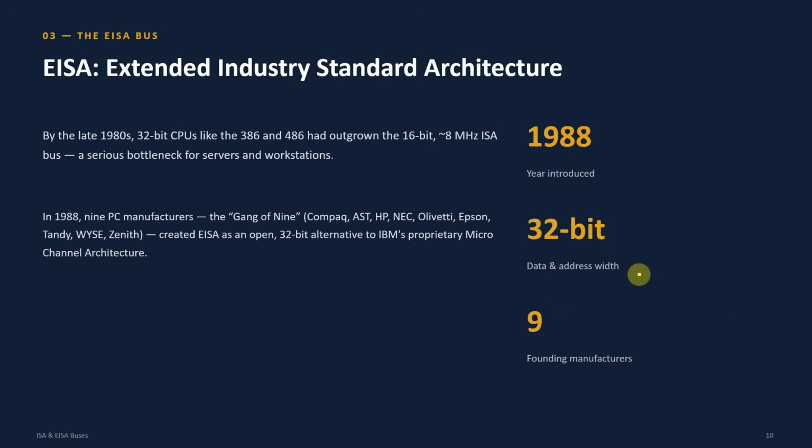Later, we got something known as EISA, which is nothing but Extended Industry Standard Architecture. By the 1980s, we got this Extended Industry Standard Architecture, which supported 32-bit CPUs. In 1988, nine PC manufacturers, the Gang of Nine, created EISA as an open standard 32-bit alternative to IBM's proprietary Micro Channel Architecture. So this was about our EISA.